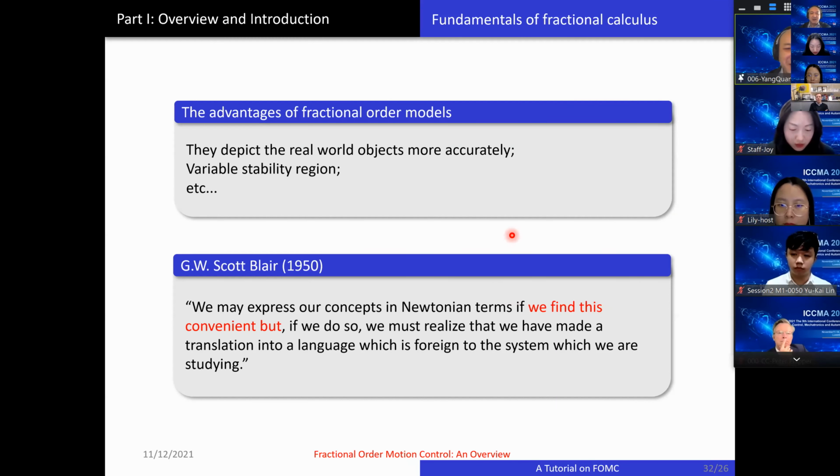In 1950, Scott Blair, who is considered the father of rheology, said it this way. I'm not going to read it for you; I want to paraphrase it. Nature runs in a fractional calculus dynamic way. But we humans use integer order calculus to model it and to control it, and that's okay. But remember, that's only for our convenience. Nature still runs in the fractional calculus way. I think I paraphrased what he said here. Okay, remember that.